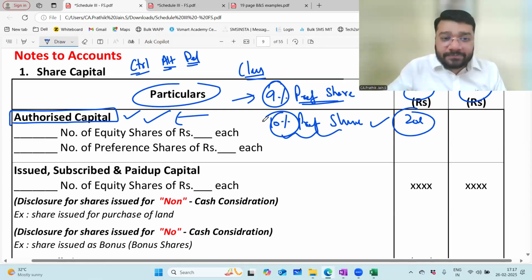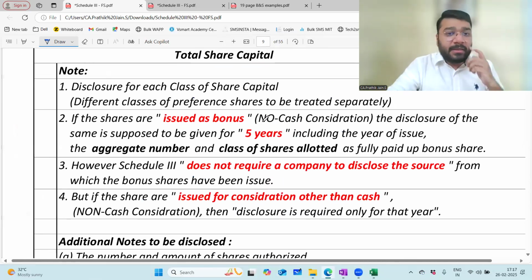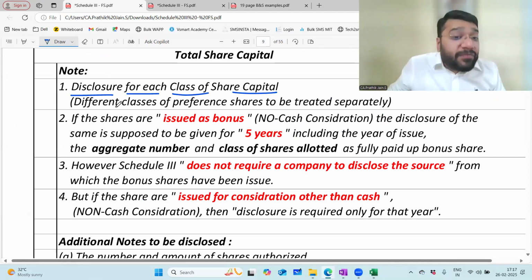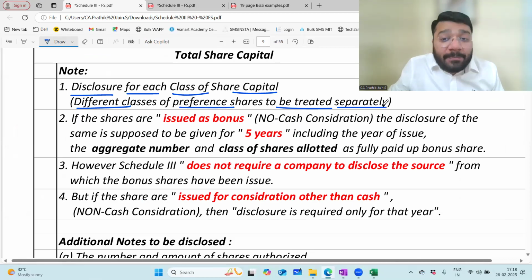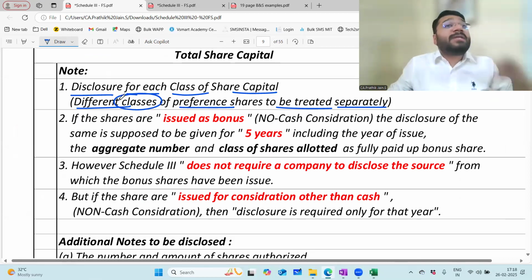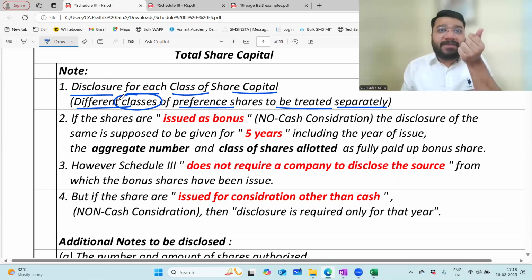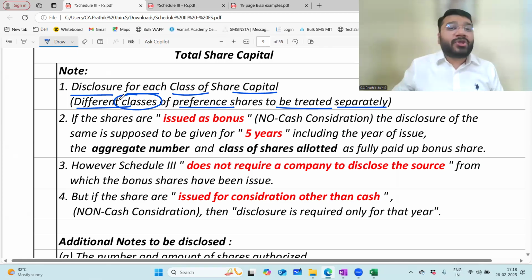Am I loud and clear? Online people, am I loud and clear? Disclosure for each class of share capital. Different classes of preference share to be treated separately. How does the preference share have a class? 9% is one class. 10% is one class. 12% is one class. Every time the fixed dividend percentage changes, that in itself becomes a class. So each share capital should be given disclosure separately.